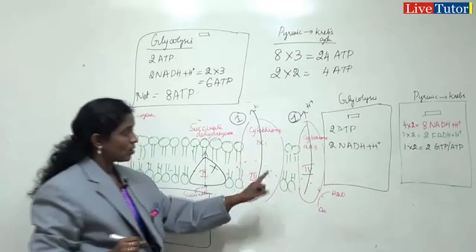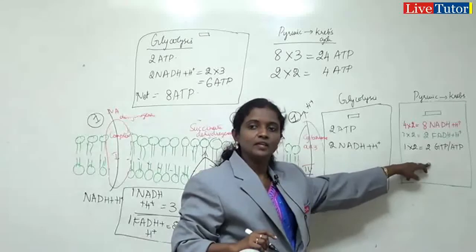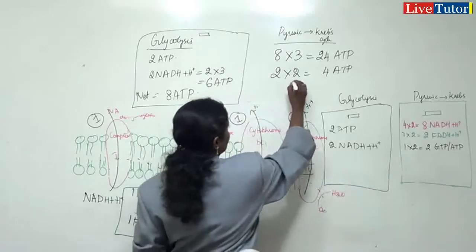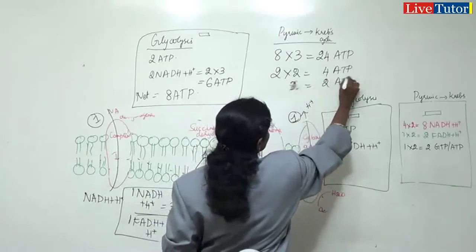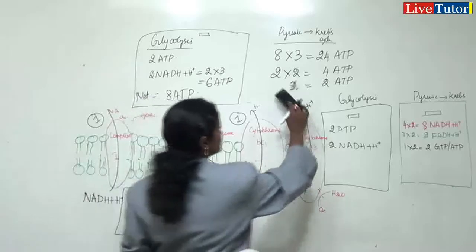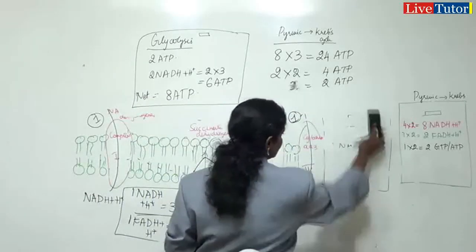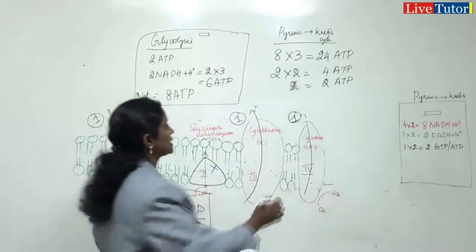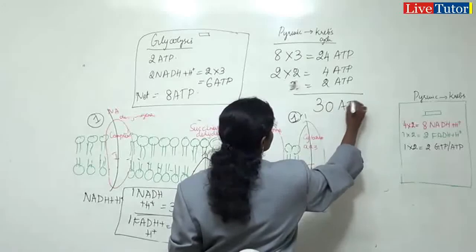Then there was already GTP produced. We can take that into account as 2 ATP. So 2 ATP was already there, ATP or GTP. So altogether, from the Krebs cycle alone, 30 ATP.